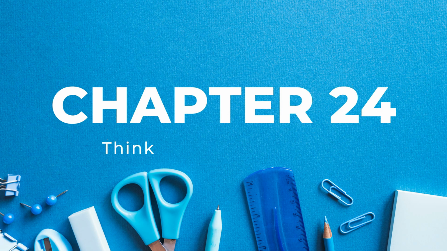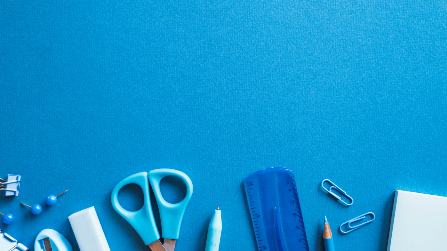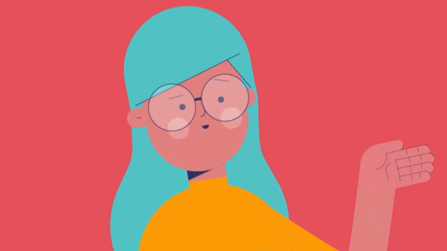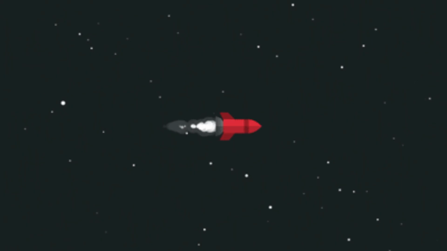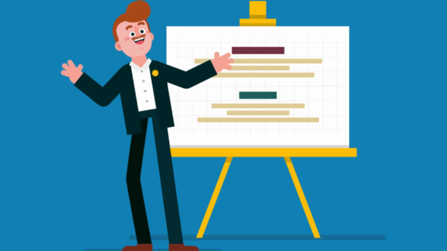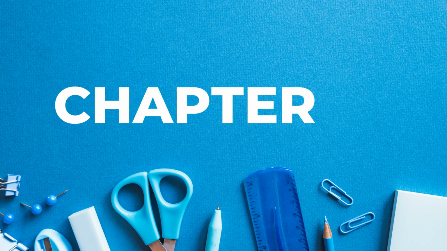Chapter 24. Think like a movie trailer. Your abstract isn't a summary, it's a trailer. Like trailers, abstracts should tease the best parts without giving it all away. You're not telling the whole story, you're pulling readers in. Keep a little suspense.